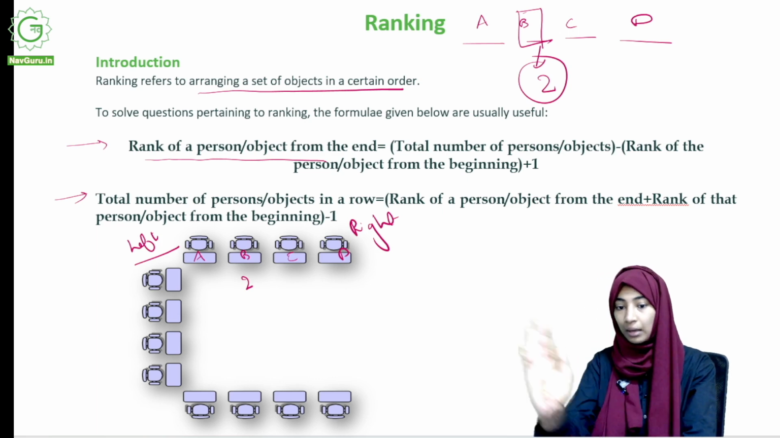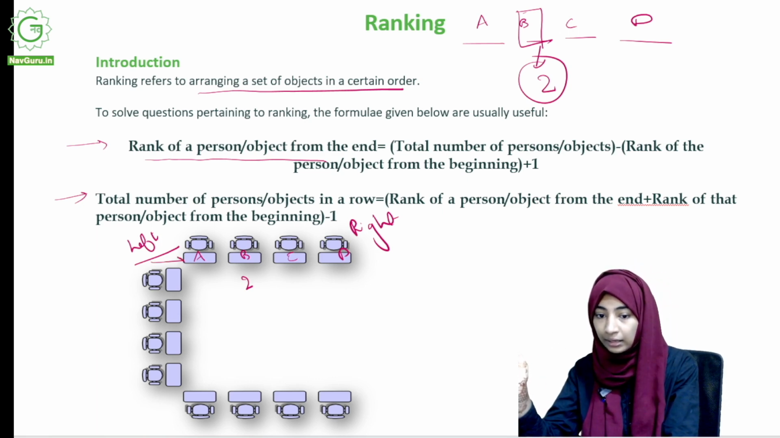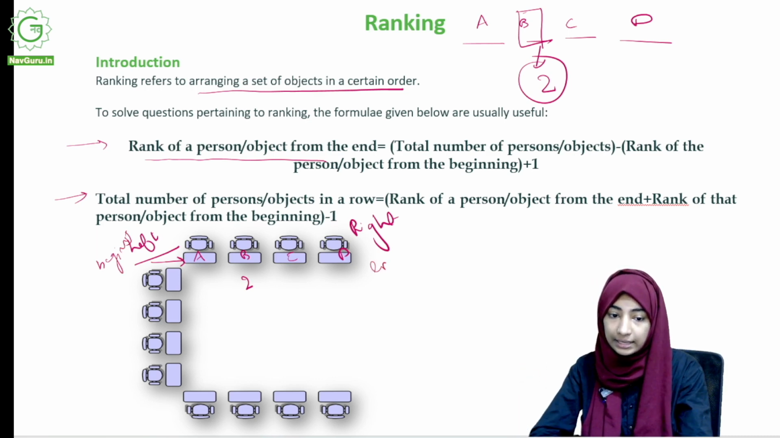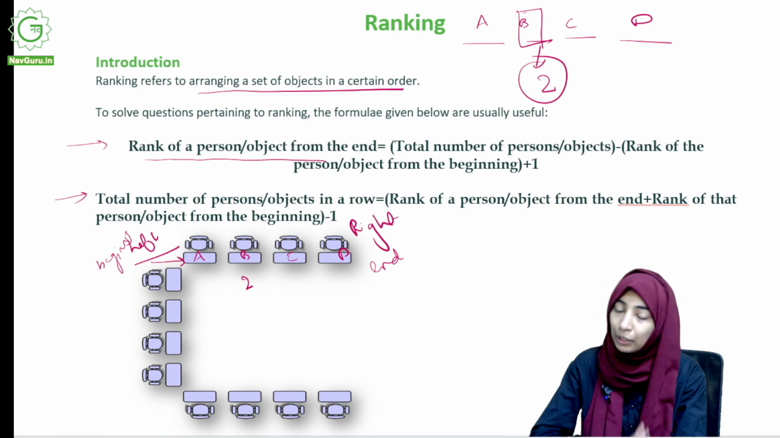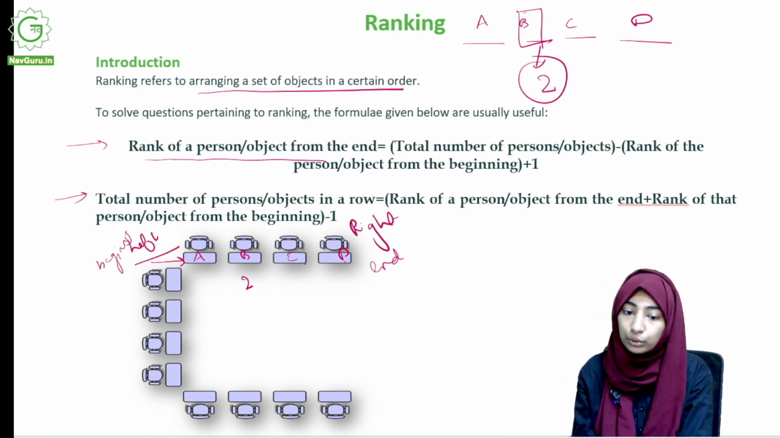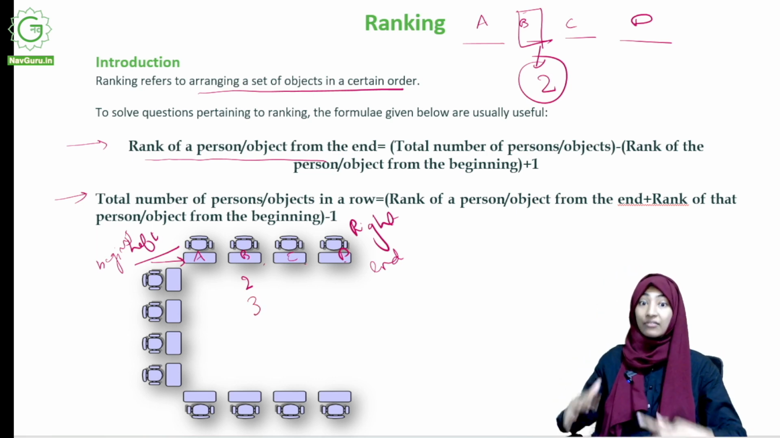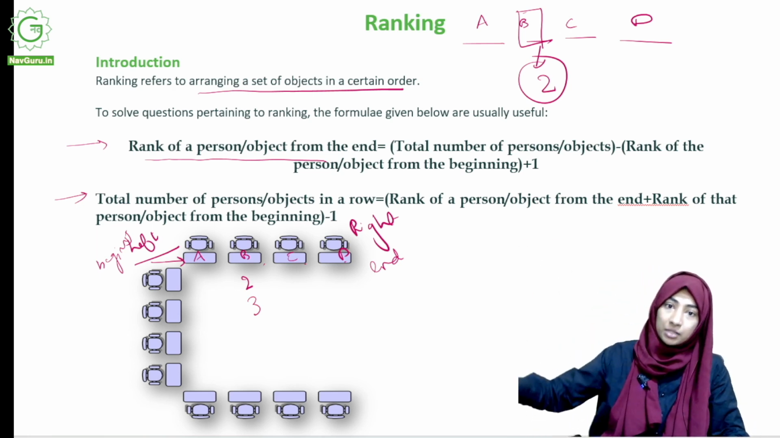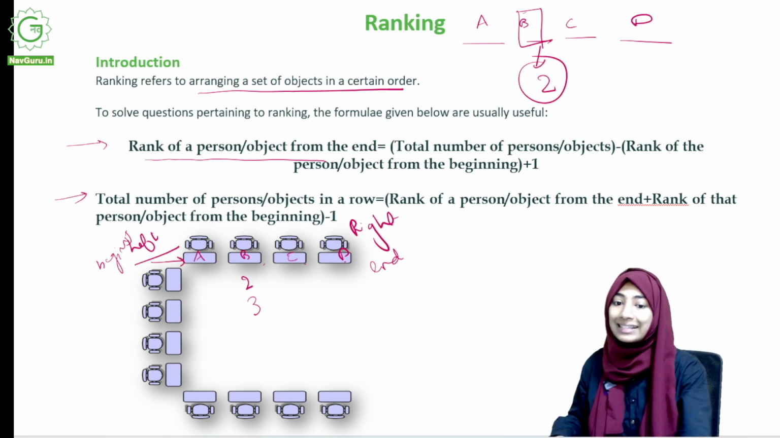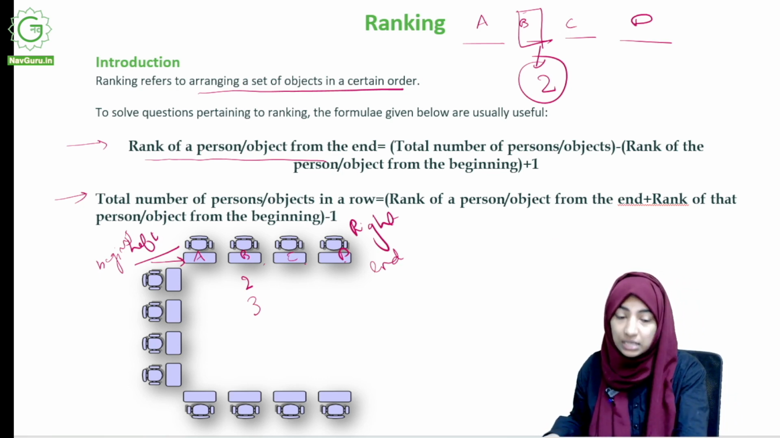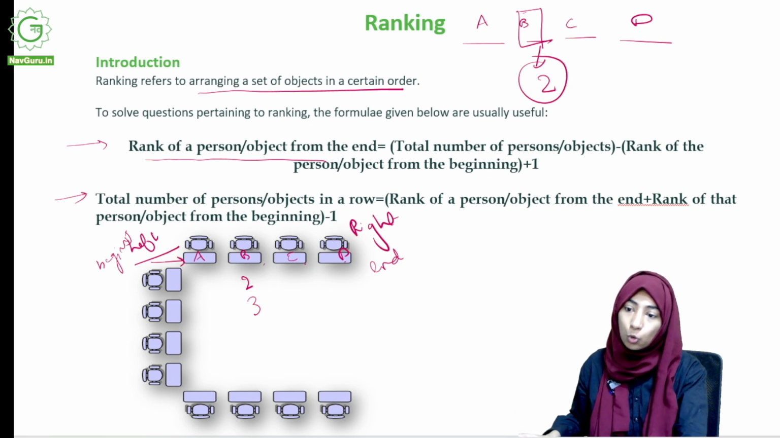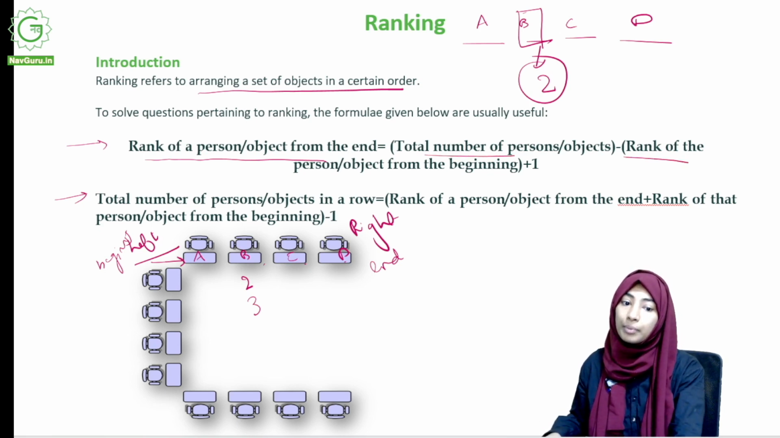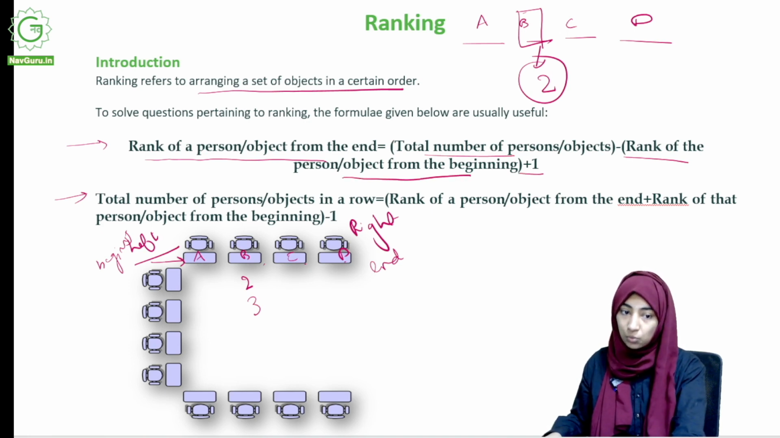I usually count from this end, so I call this the beginning, and I call this the end. So the position of B from the end, you can simply count 1, 2, 3. But sometimes you might have a lot of people, like 20 people, and B will be at the second position. It might not be so easy. In that case, there is a very simple formula that works: total number of persons or objects minus rank of the person or object from the beginning plus 1.